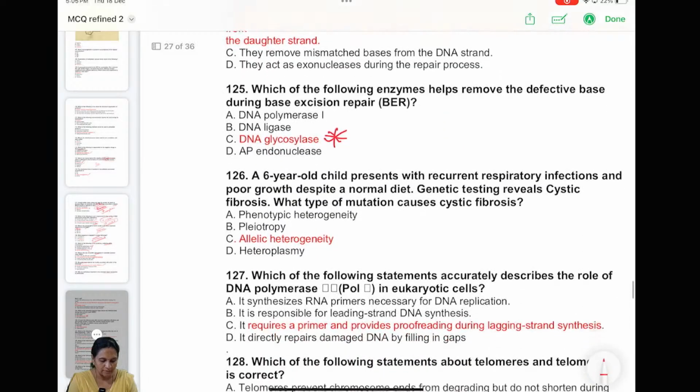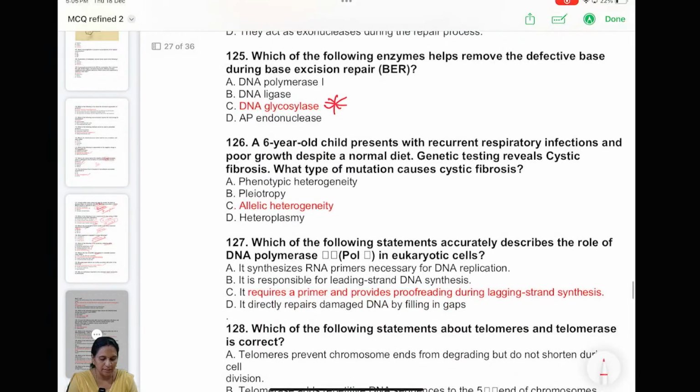Okay? Next: a 6-year-old child presents with recurrent respiratory infections and poor growth despite a normal diet. Genetic testing reveals cystic fibrosis. What type of mutation causes cystic fibrosis? Allelic heterogeneity.